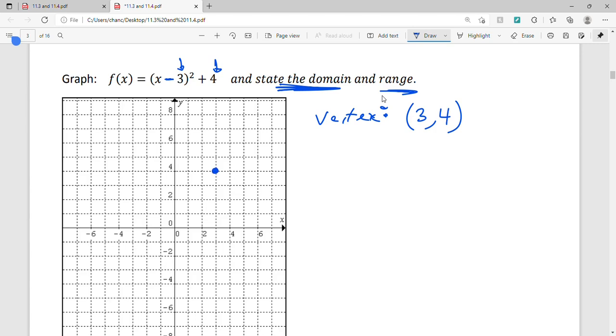And all we got to do is go left 1, up 1 from the vertex, right 1, up 1, left 2, up 4, and right 2, up 4. Again, we always restart at the vertex.